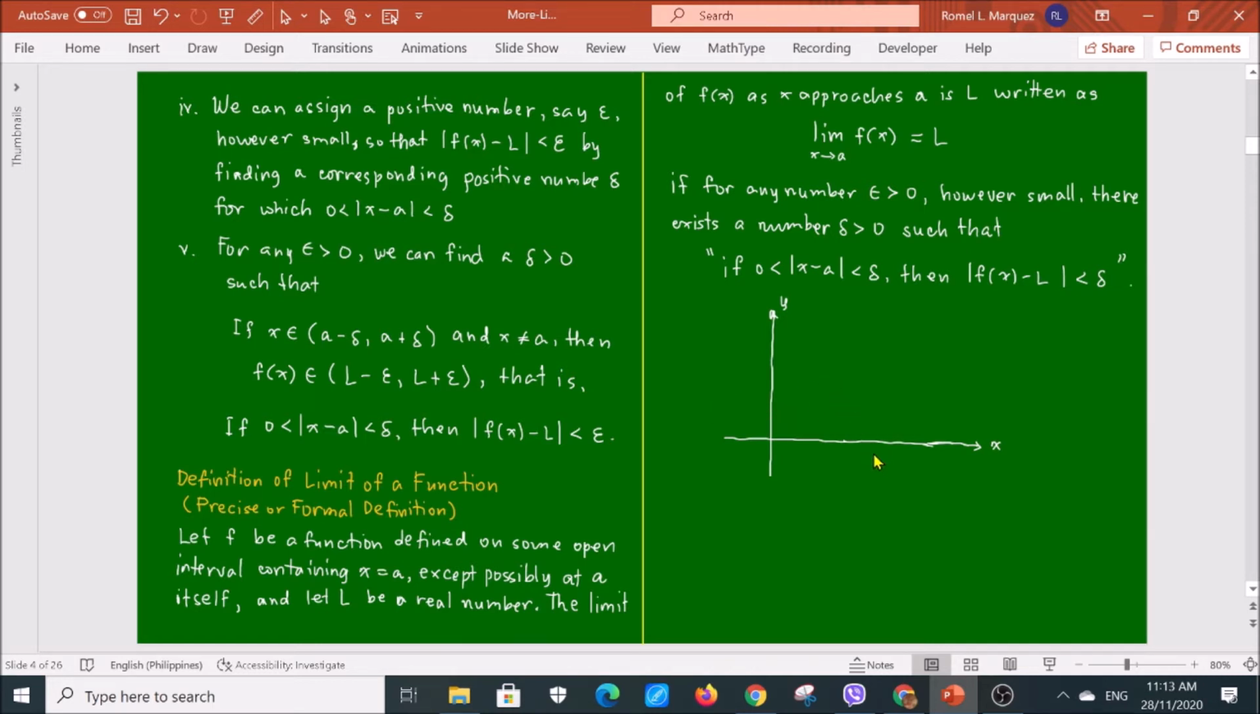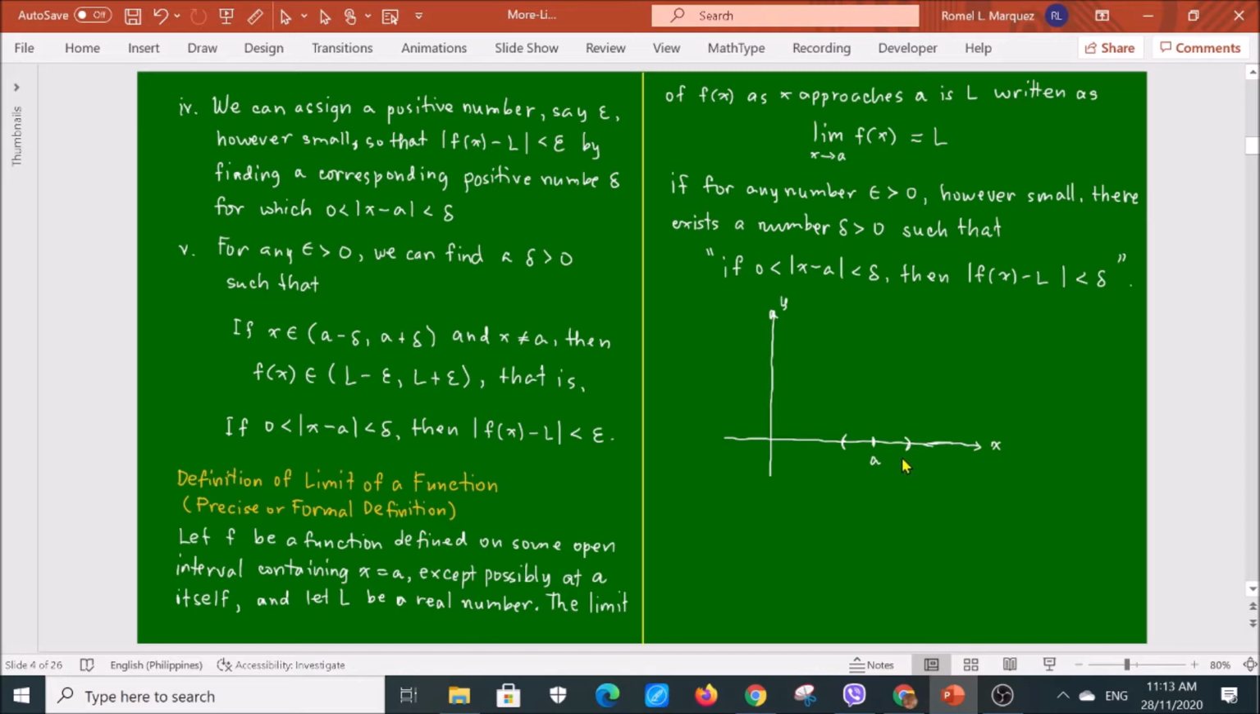So let's say this is my a, and this is my allowance, my interval. That's what the definition means. There is an interval containing a, and this is my x equals a. I'm going to move away from a by a certain amount. What is that amount? I'm going to have delta.